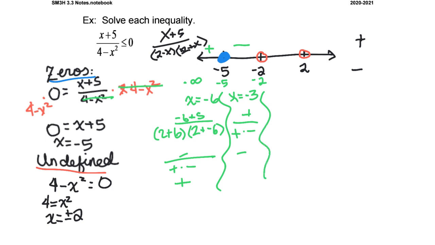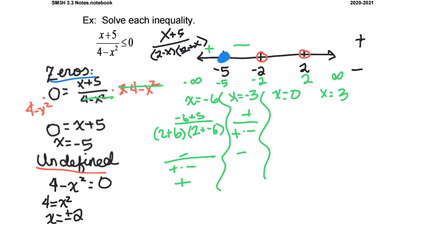And then I'm going to do the same thing between -2 and 2. So I'm going to pick 0. And then I'm going to do the same thing between 2 and infinity. So I'm going to pick 3. You could pick 10 or 100.